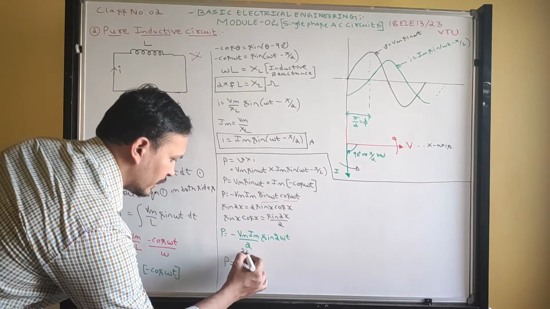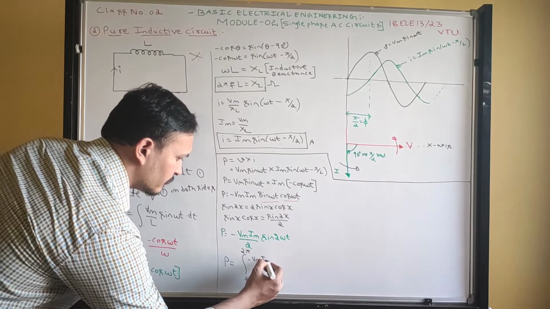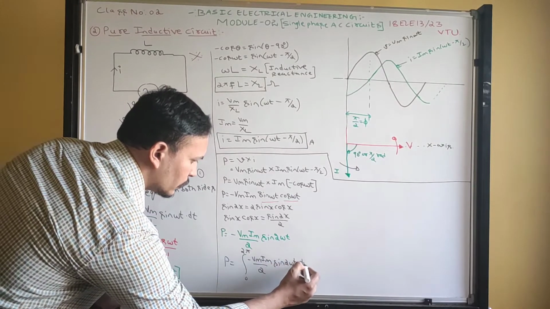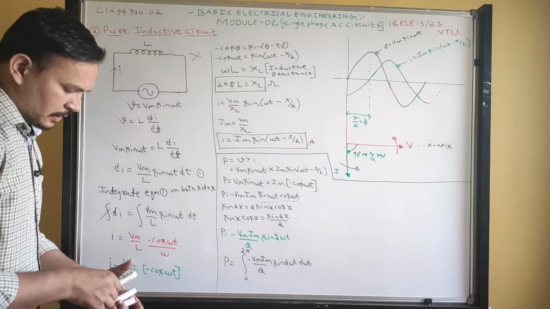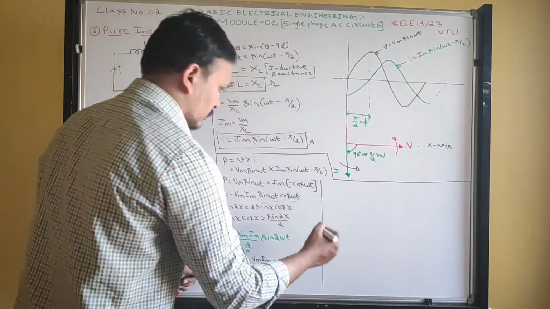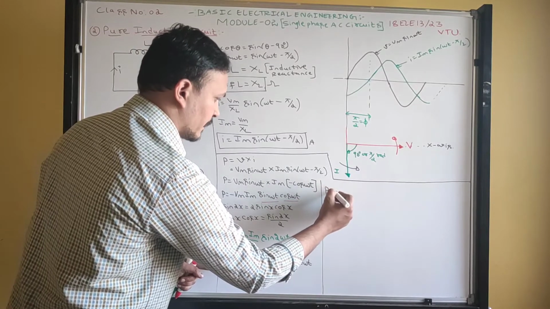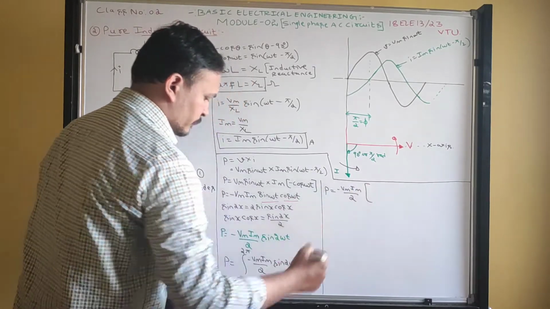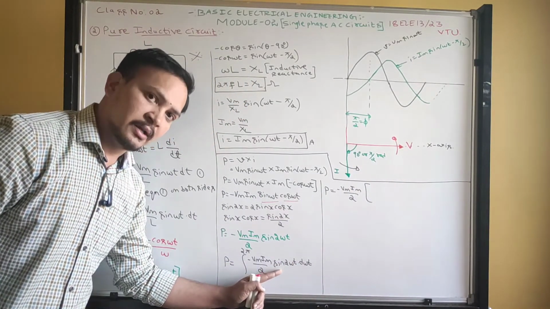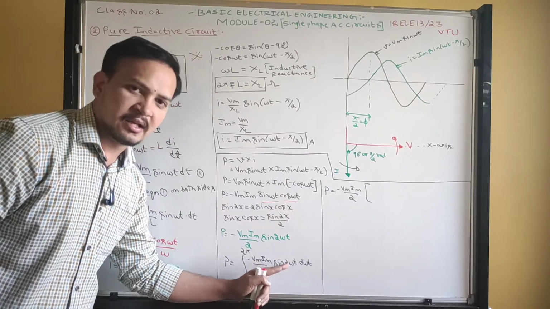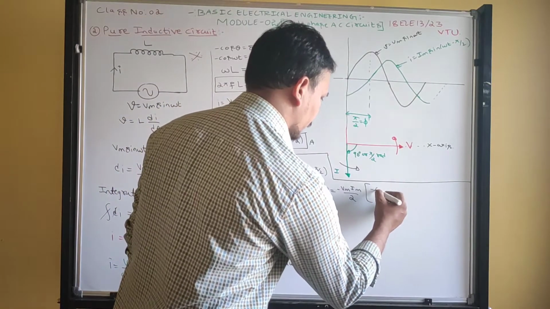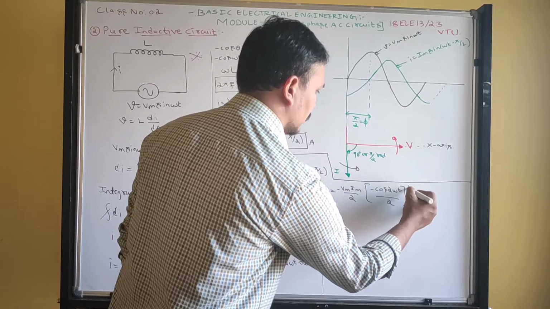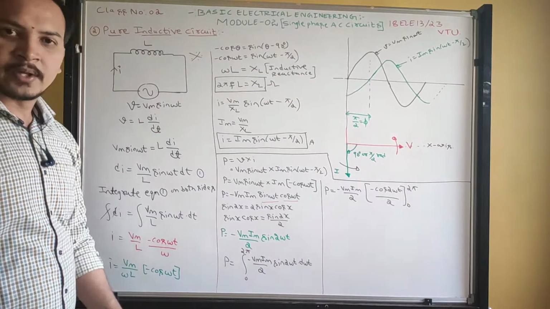Integral 0 to 2 pi, minus Vm Im by 2 into sin 2 omega t into d omega t. Integrate over one cycle. So after integrating, you will get, after this start writing here. Therefore power is equal to minus Vm Im by 2, take outside, into what is integration of sin x? Minus cos x. But 2 omega t is there. So integration of sin 2 omega t will be minus cos 2 omega t divided by 2. Then apply the limits. What are the limits? 0 to 2 pi is the limits.